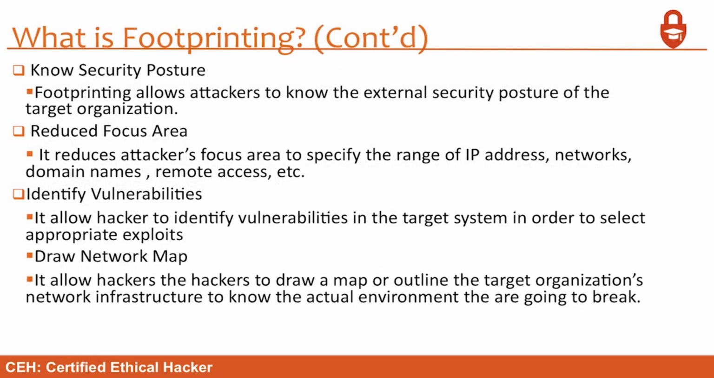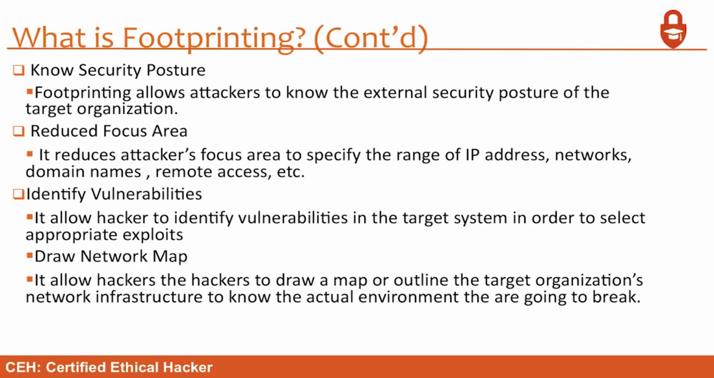So you want to know the security posture, you want to reduce the focus area, you want to identify vulnerabilities, and you want to draw a network map. So that's kind of the idea. Footprinting allows attackers to know the external security posture of the target organization. It reduces the attacker's focus area to a specific range of IP addresses, networks, domain names, remote access, etc. So you may have a huge organization, but I only want to attack finance, and I know that they're in Santa Clara. So I'm going to focus on that IP range, only the Santa Clara network egress points. That's an example of reducing the focus area.